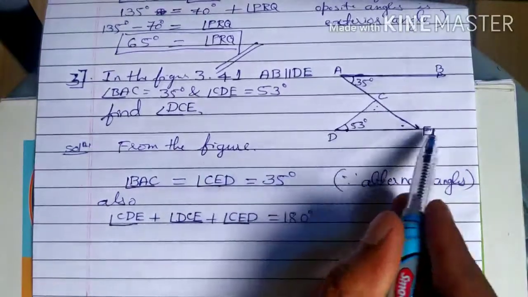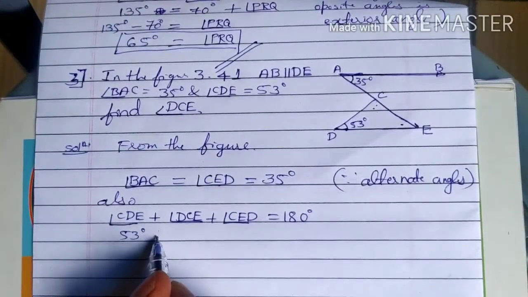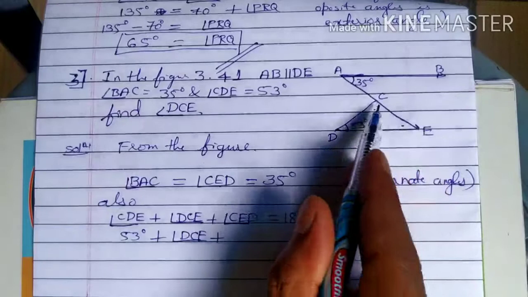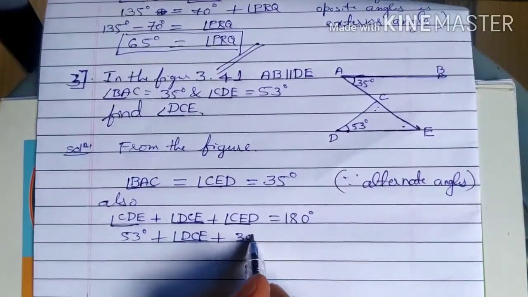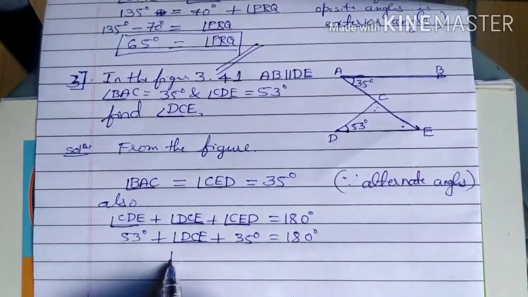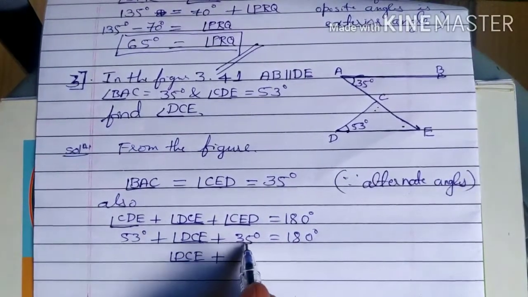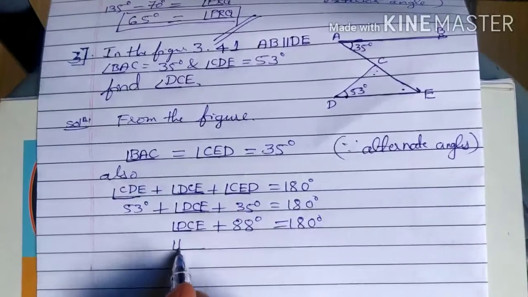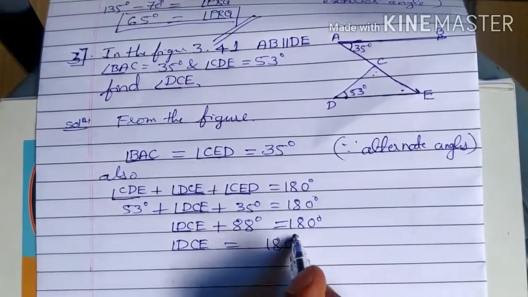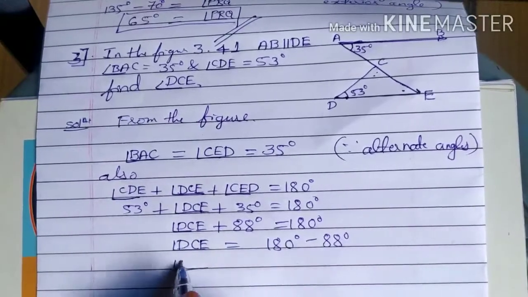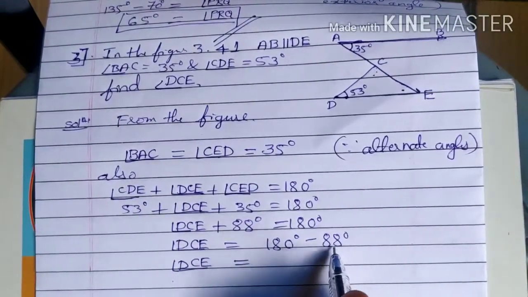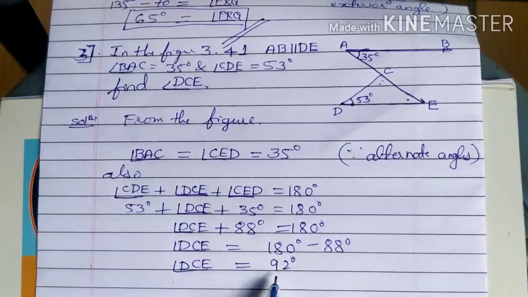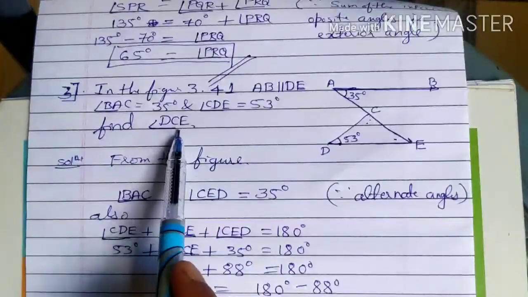Now CDE is given as 53 degrees, plus DCE, which we have to find, plus CED, this angle, given as 35 degrees, is equal to 180 degrees. So angle DCE plus 53 plus 35, which is 88 degrees, is equal to 180 degrees. Therefore, angle DCE is equal to 180 degrees minus 88 degrees, which is 92 degrees. So this is how we can find the value of DCE.